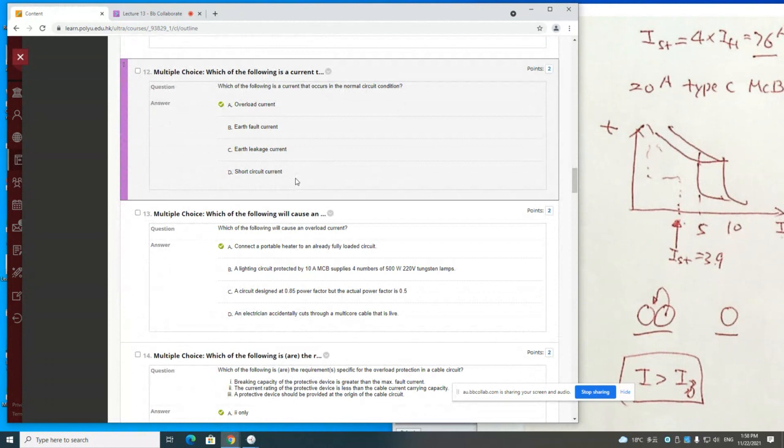12. Which of the following is the current that occurs in the normal circuit condition? Certainly it's overload current. The others are not normal current: earth fault current, earth leakage current, and short circuit current are not considered in the normal circuit.